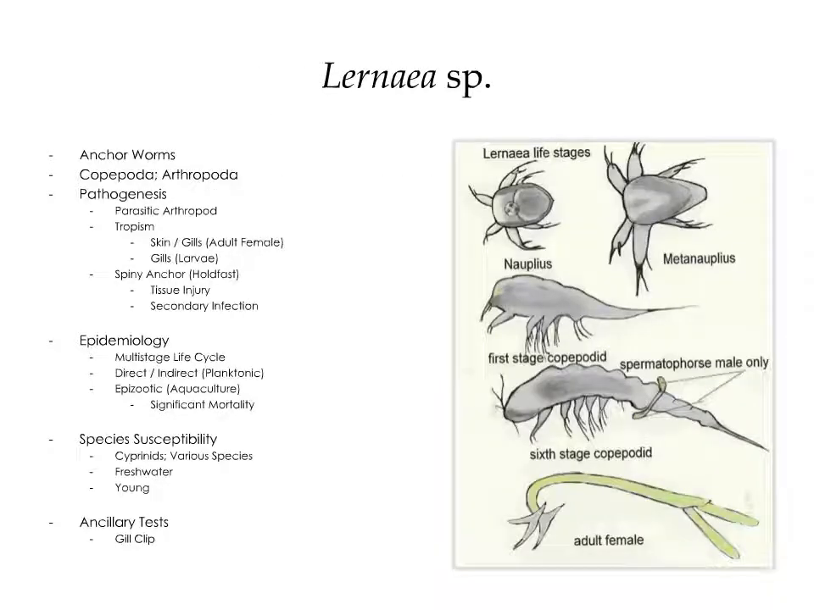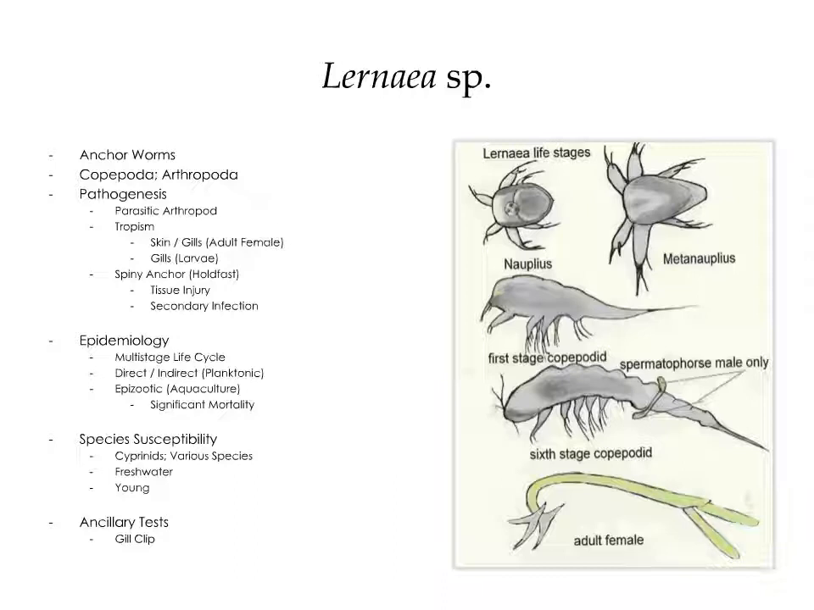Lernaea is a genus of parasitic copepod within Arthropoda. These are more commonly known as anchorworms. The tropism of the parasite will vary depending on the life stage. Adult females typically infect the gills and the skin. The larva will typically latch onto the gills. The adults are equipped with a spiny anchor, which serves as a holdfast. This causes significant tissue injury and may progress to secondary infection.